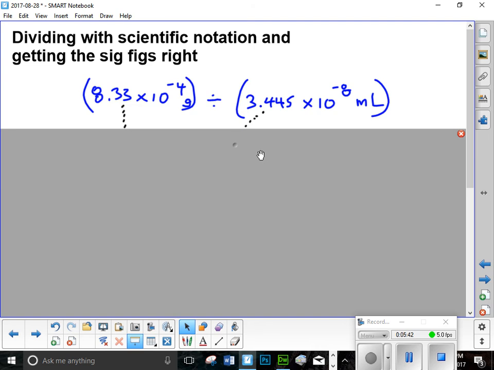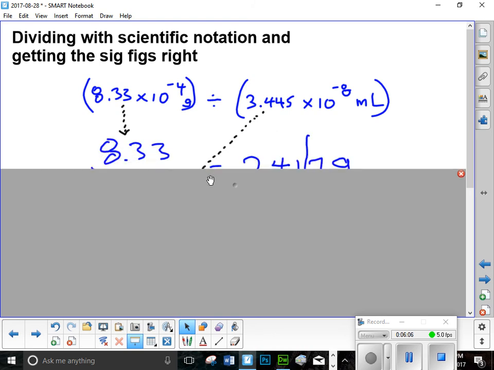Here's our explanation. First of all, we're going to do our dividing with scientific notation and also getting the sig figs right. And it really works pretty much exactly like the other one, except in dividing these powers of 10. And when we divide powers of 10, we subtract. Okay? So it's minus a minus. And we'll see how that works in just a minute.